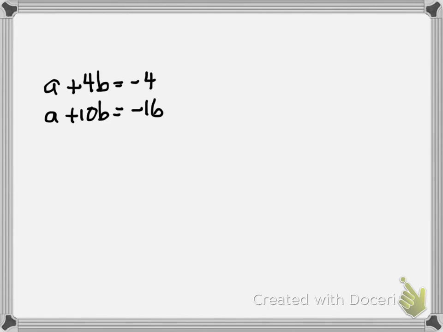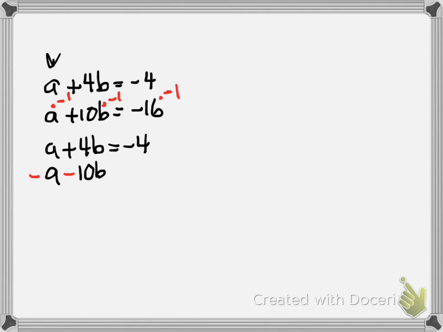Exactly. All we need to do, because you notice right here, the a's have the same coefficient. So all I need to do is to get the signs to be opposites. So all I need to do is to multiply one equation, and that's every term in that one equation, by negative 1. So if you noticed, the first one we didn't change, but the second one now becomes negative a minus 10b equals, and then it's going to become a positive 16.